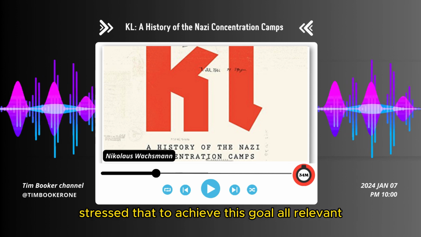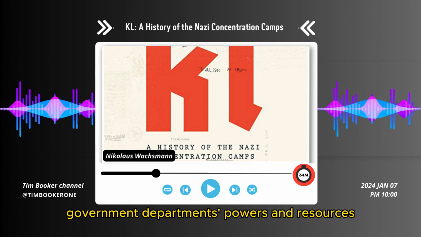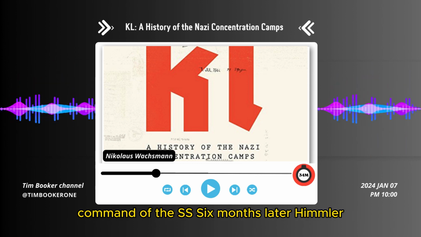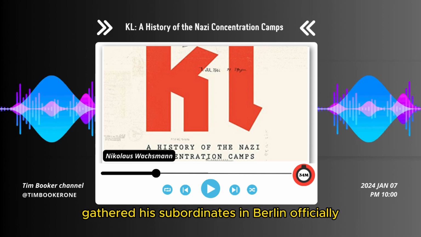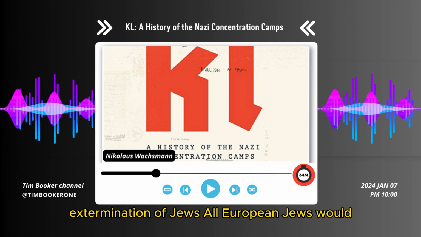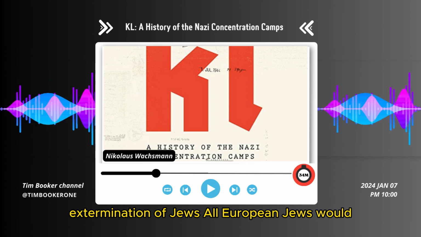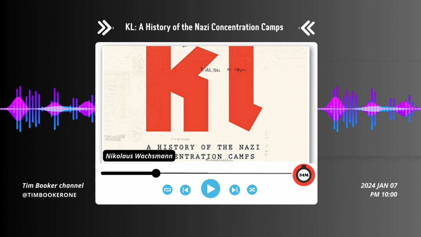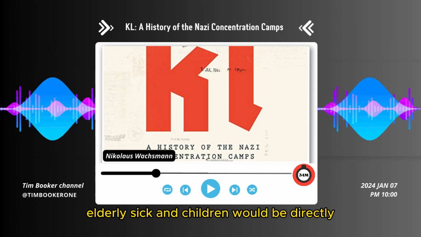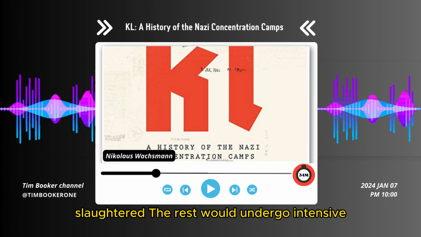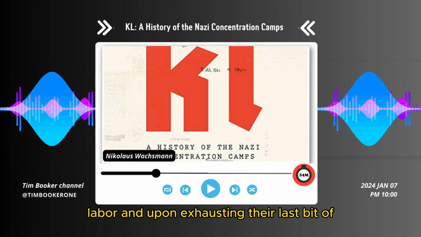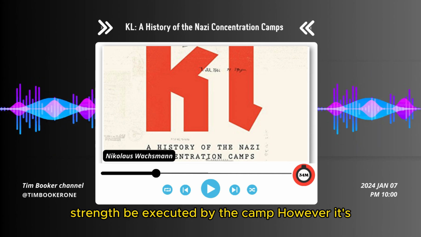Heydrich stressed that to achieve this goal, all relevant government departments' powers and resources must be consolidated and unified under the command of the SS. Six months later, Himmler gathered his subordinates in Berlin, officially announcing the commencement of the thorough extermination of Jews. All European Jews would be transported to several large camps like Auschwitz. Those deemed unfit for labor, the elderly, sick, and children, would be directly slaughtered. The rest would undergo intensive labor and, upon exhausting their last bit of strength, be executed by the camp.